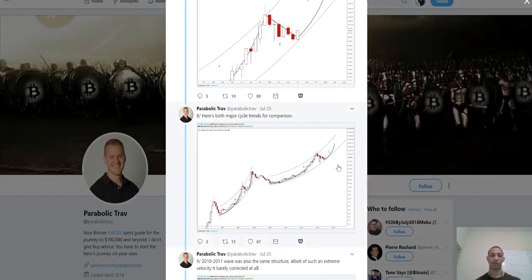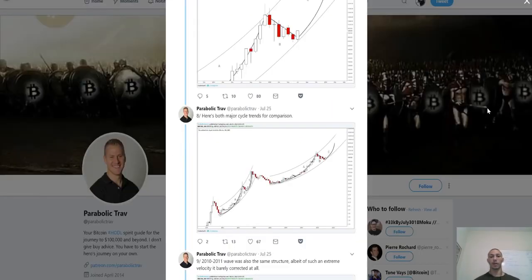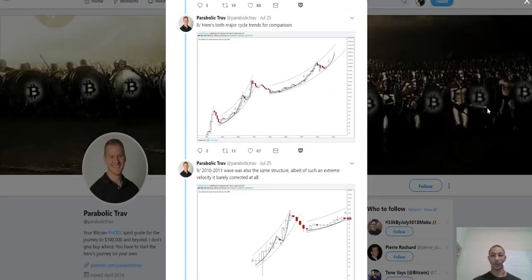Here's both the major cycle trends for comparison. So here we have the 2013 trend. We have BTC climbing as well. We have the first A wave, we have the B wave, and then we have the C wave. Then we have a corrective phase again, and then we have the A wave, the B wave, and we're yet to see a C wave. So it's on its way apparently.